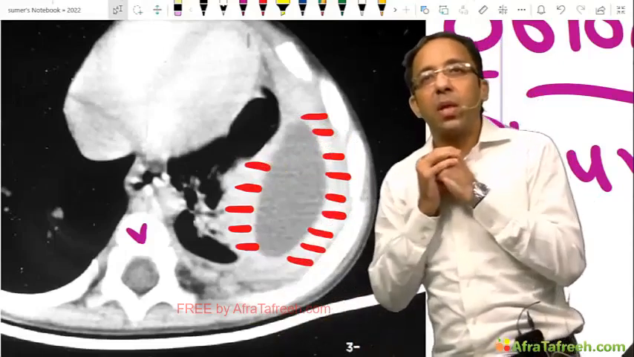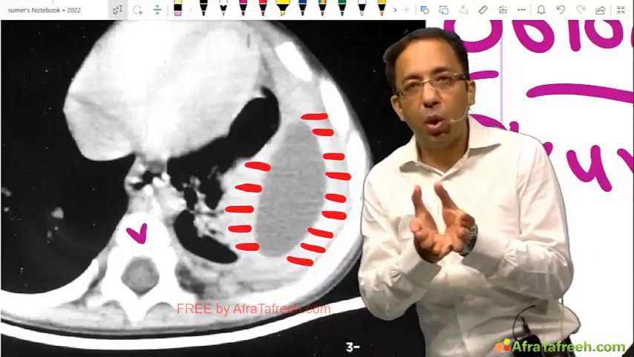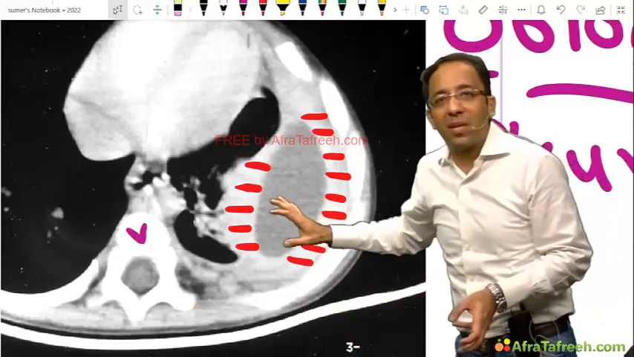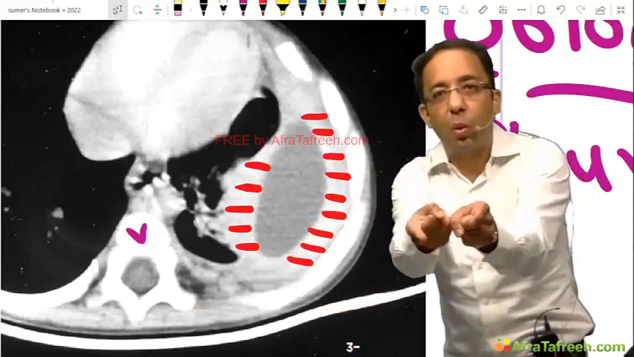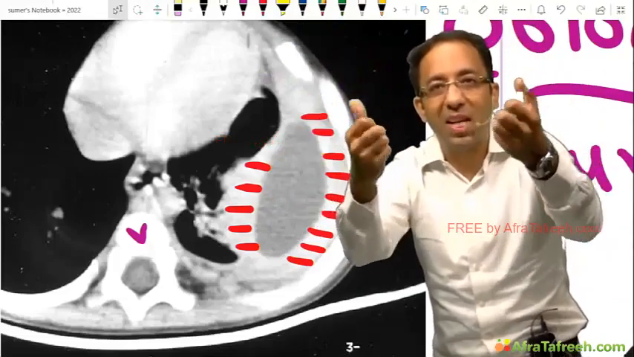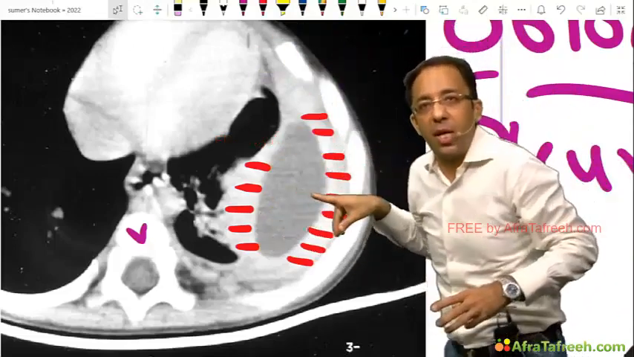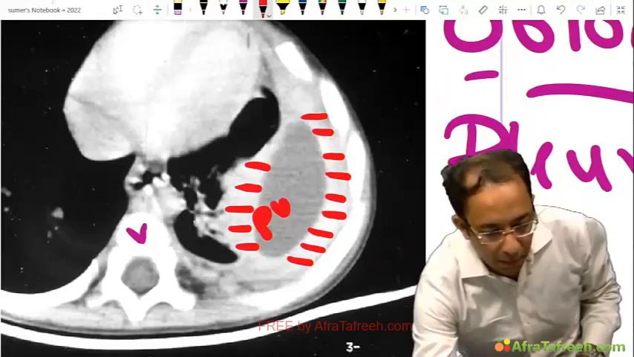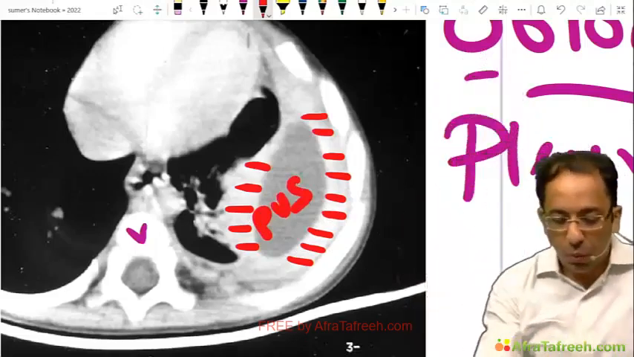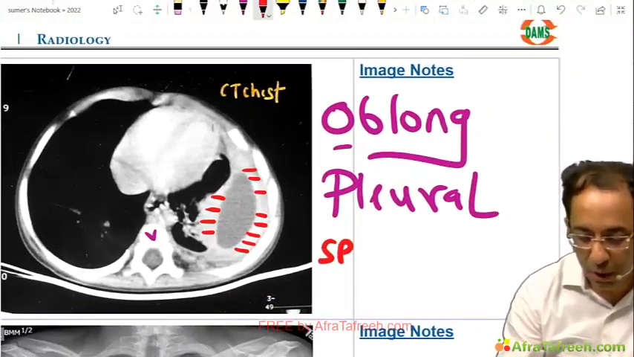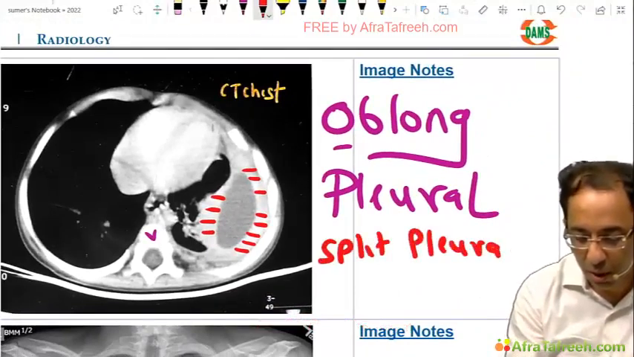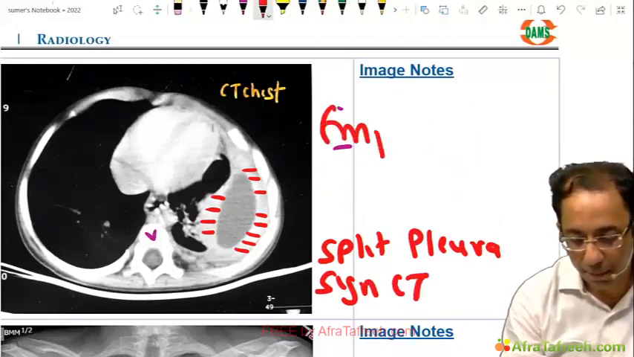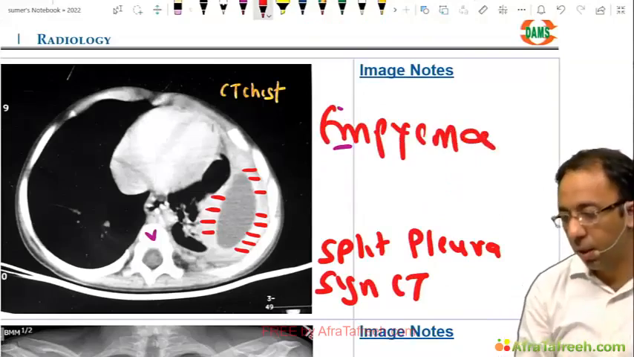All of this is telling me there is some kind of chronic inflammatory process going on which is causing pleural layers to be thickened with some liquid inside. So if you have chronic inflammation around, some thickening, some fluid inside, that means this is dead bacteria, dead WBCs, that means this is pus. Okay, this is what is called in your medicine the split pleura sign on CT, seen in empyema. Are you able to understand this?